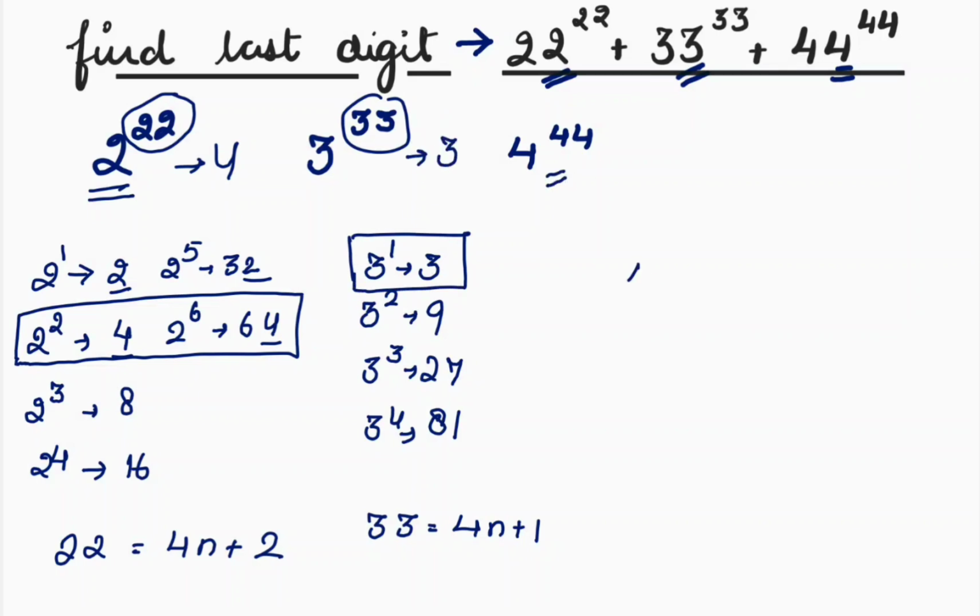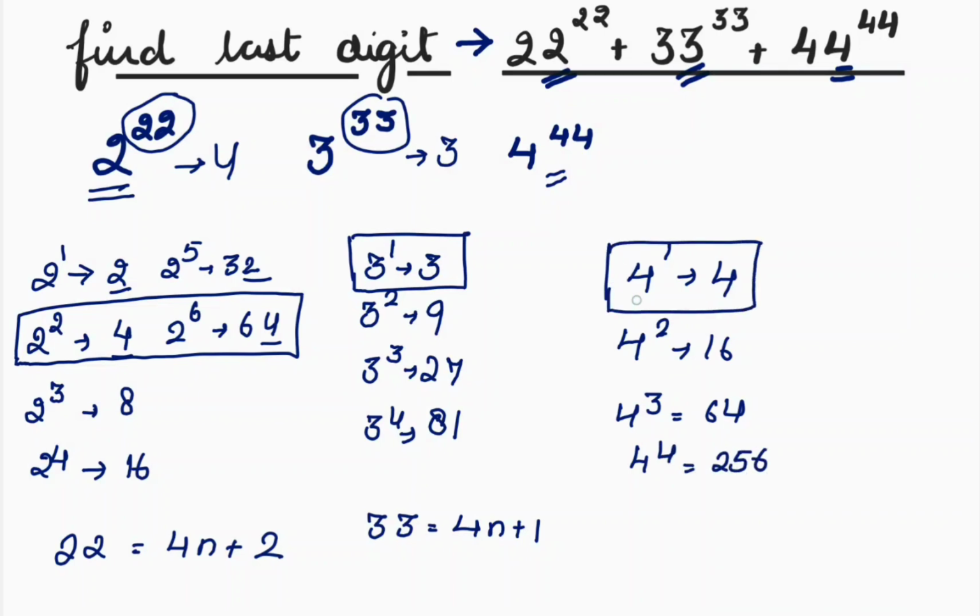Let's work on the power of 4. 4 raised to the power 1 is 4, 4 squared is 16, 4 cubed is 64, 4 raised to the power 4 is 256. For an odd power of 4, the digit ends in 4. For an even power, the digit ends in 6. In this case, the power is an even number, so the last digit will be 6.